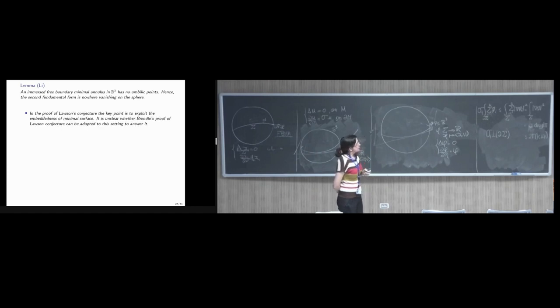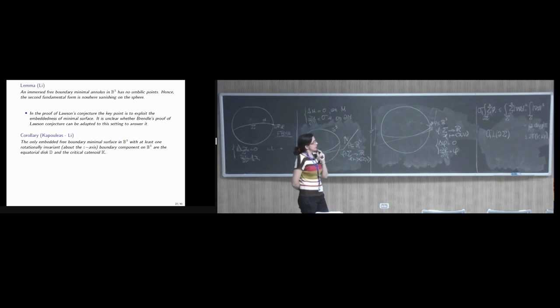Remember when I talked with you about the last conjecture, the key point in the proof provided by Simon Brendle is to exploit the embeddedness of the minimal surface. But in this case, when you think about the problem with the catenoid, we don't know how you can exploit this hypothesis. This is very difficult, especially for me. Okay, let's move on. Now I talk about the other characterization provided by Fraser and Li, the other result that Fraser and Li provide.